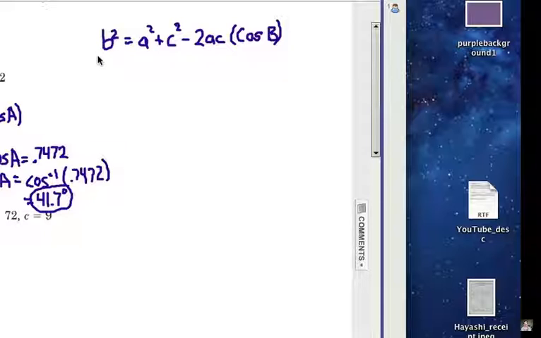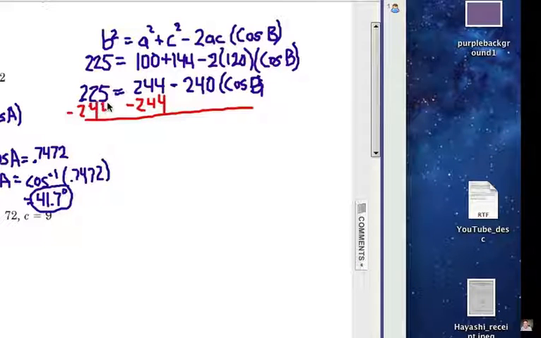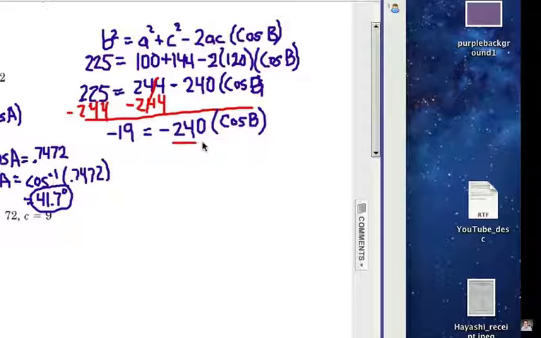So let's plug in what we know. So hopefully you can follow my steps here. Now at this point I'm going to subtract 244 to get that constant from the right side to the left side. And again, don't worry about the negatives. You'll see how it works out here. Negative 19 equals negative 240 cosine B. We want cosine B by itself, so we're going to divide each side by the negative 240.